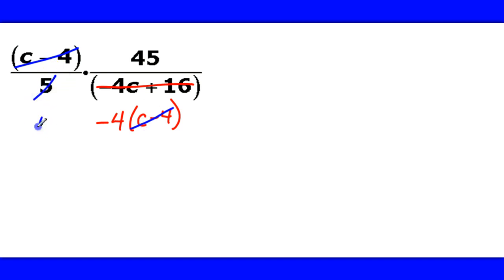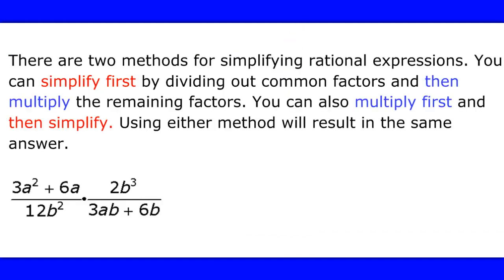Well, I'm going to say a c minus 4 cancels with a c minus 4. I'm going to say 5 will go into here 1 time. It'll go into here 9 times. I think that that's it. And what am I left with? 9 over negative 4. This is not that bad, okay?